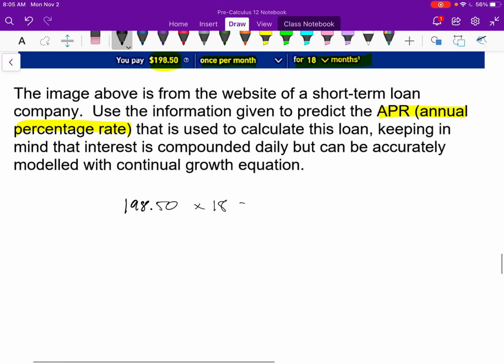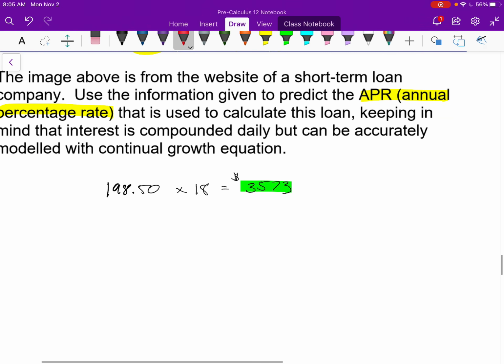$198.50 times 18. So it's $3,573. So first of all, that is the amount of money we're actually borrowing. Oh, not borrowing, sorry. That's the amount of money we have to pay back in total. So this is the total value of our loan after 1.5 years.